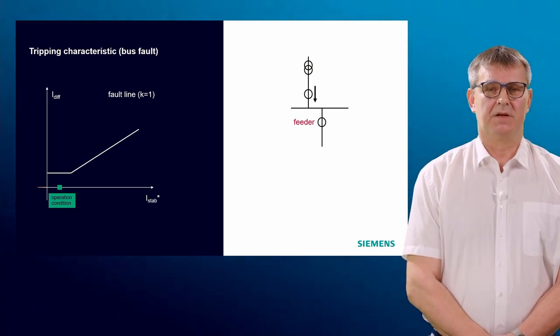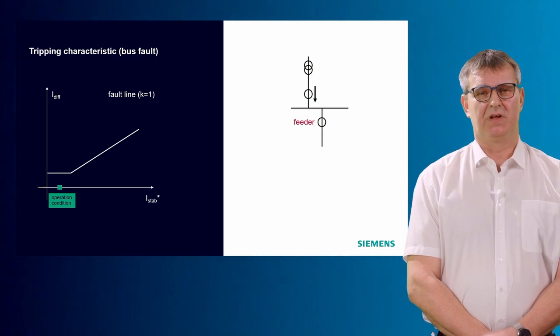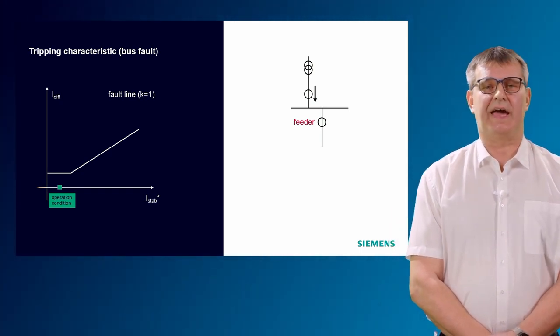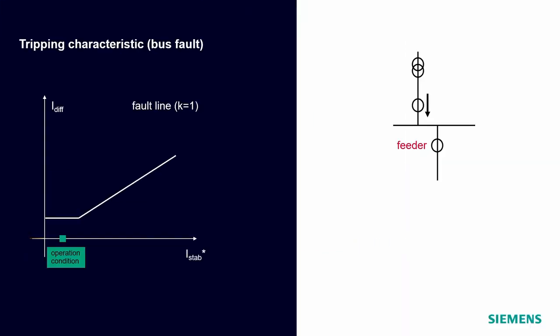Next example, also an ideal example. Let's look at how an ideal bus fault will look. We start once again with a small example with a strong infeed and an outgoing feeder.